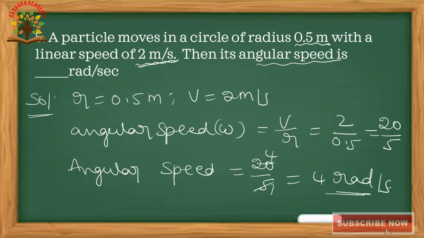They given r 0.5 and linear speed 2 meters per second. Here we have to calculate angular speed. Angular speed equals v by r. v is 2 and r is 0.5. Decimal representation we are writing, 0.5 can be written as 5 by 10. 10 to the 20, 20 by 5. So 20 by 5, 5 ones are 5, 5 fours are 20. So angular speed we are getting 4 radians per second. Next we will go to the next question.